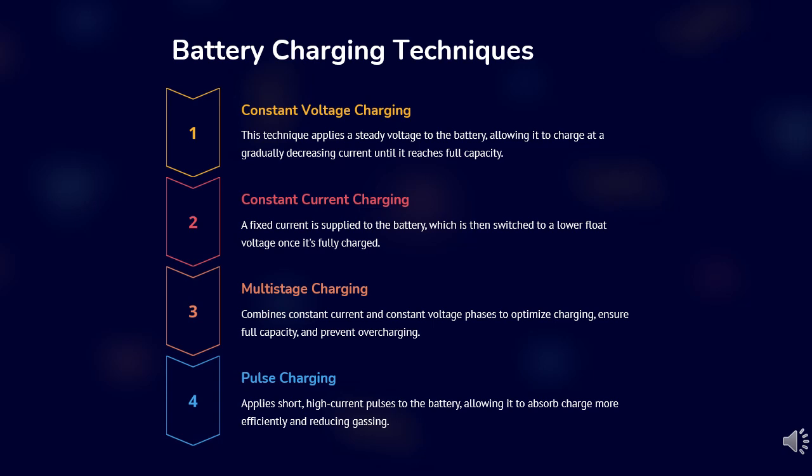Battery charging techniques. Constant voltage charging. This technique applies a steady voltage to the battery, allowing it to charge at a gradually decreasing current until it reaches full capacity. A constant voltage charger is basically a DC power supply, which in its simplest form may consist of a step-down transformer from the mains with rectifiers to provide the DC voltage to charge the battery. Such simple designs are often found in cheap car battery chargers.